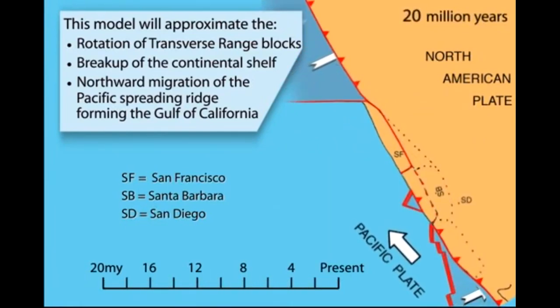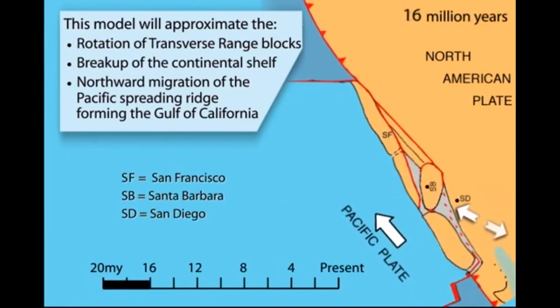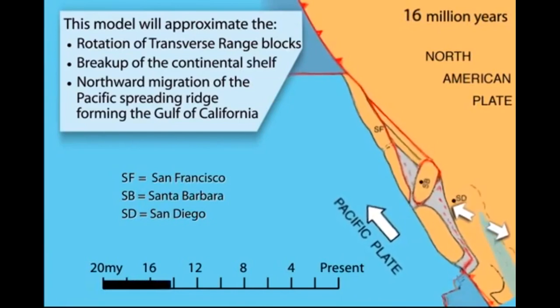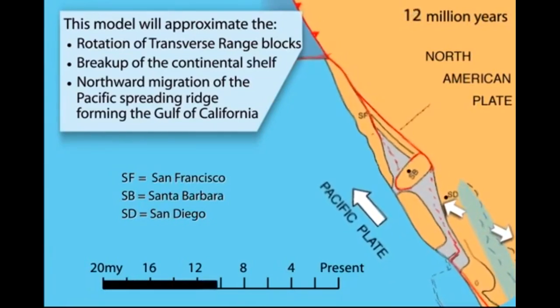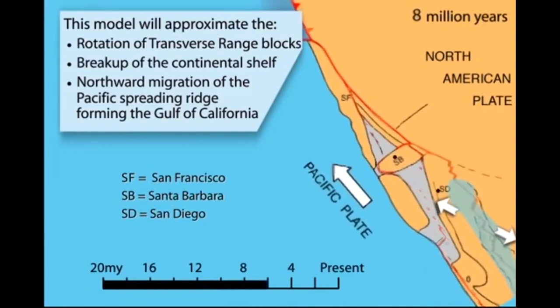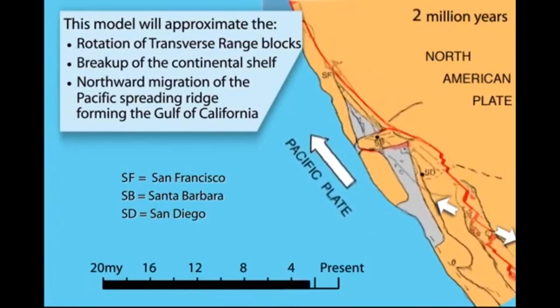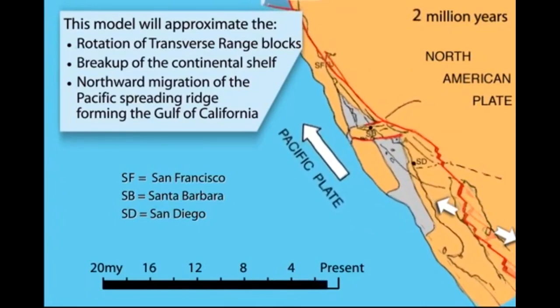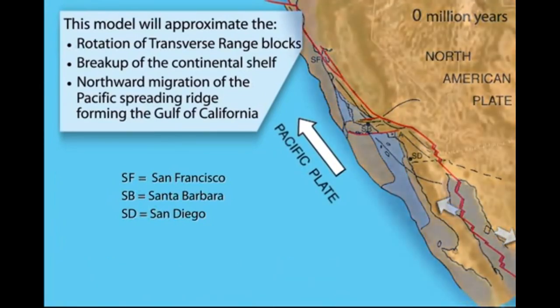This animation by Tanya Atwater shows a tectonic model for the 20 million year evolution of the region, depicting the rotation of the transverse range blocks, the breakup of the continental shelf, as well as the opening of the Gulf of California as the Pacific Plate grinds northward against the North American Plate. The Baja California Peninsula and most of southwestern California is a remnant of the North American continent that was sheared off and moved to its present position.